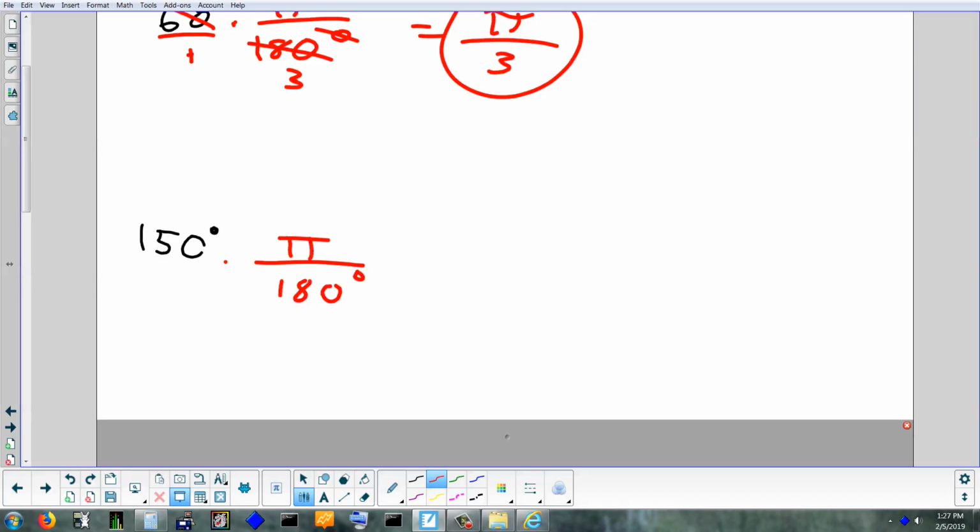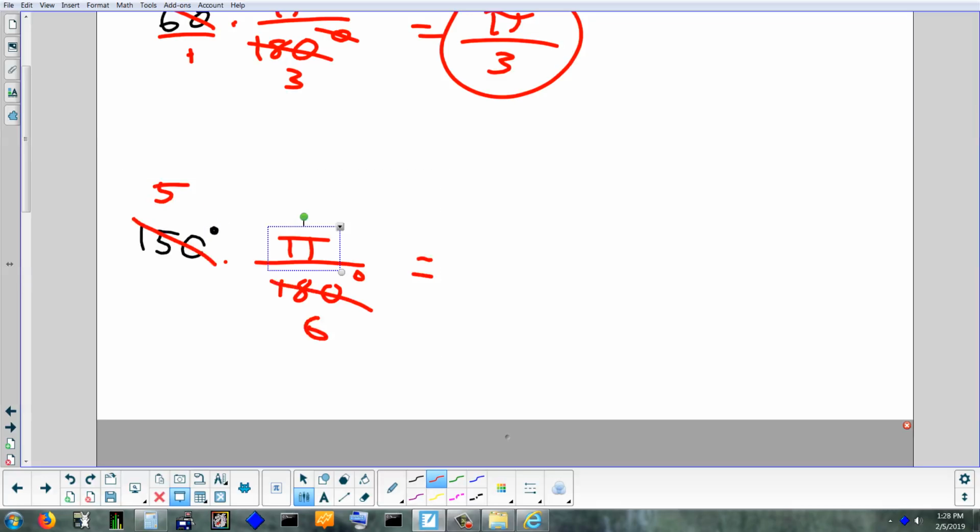Most of the time, you can always reduce. So if you can, do that first. What number goes into 150 and 180? I mean, there's a lot of numbers, but can you think of the biggest one? 30. 30 goes into 150 how many times? 5. 180? 6. There's your answer.